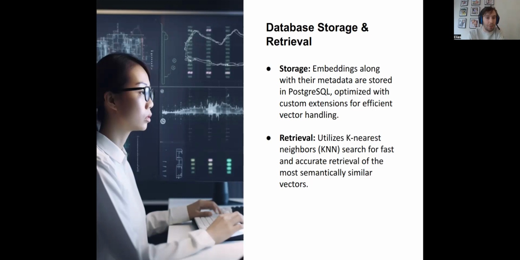pgvector turns PostgreSQL into a powerful vector database, enabling efficient storage and rapid querying of high-dimensional vectors. It introduces new data types and indexing methods that are specifically optimized for vector data, and it enhances PostgreSQL performance in vector similarity searches.